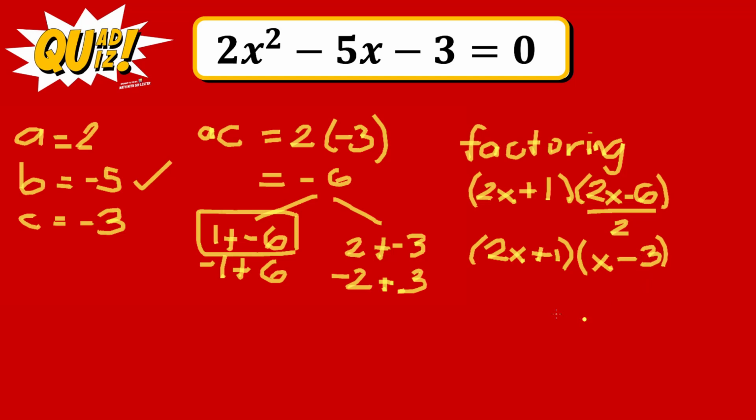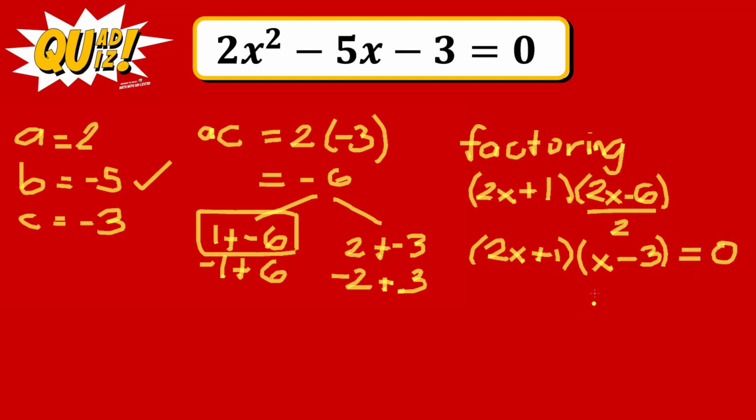If you would like to check this, 2x times x, 2x squared. 1 times x is x. 2x times 3, we have negative 6x. x minus 6x, we'll have minus 5x, which meets the criteria for your second term. And 1 times negative 3 is negative 3. This is now your correct factors.